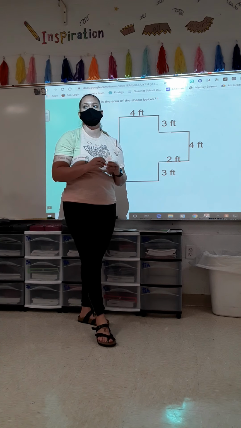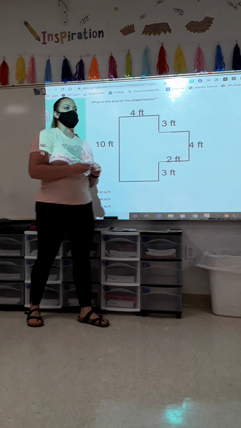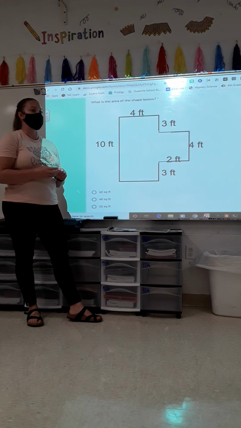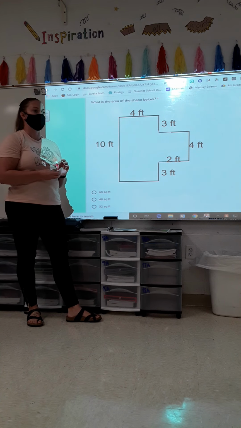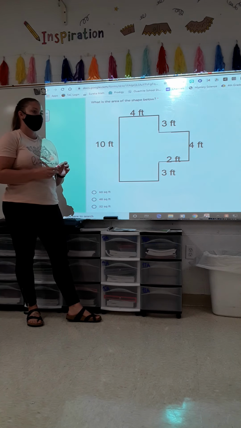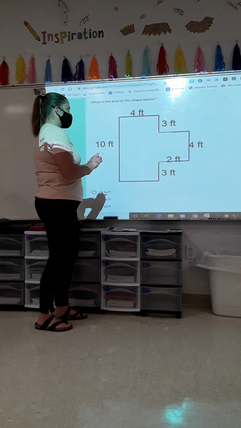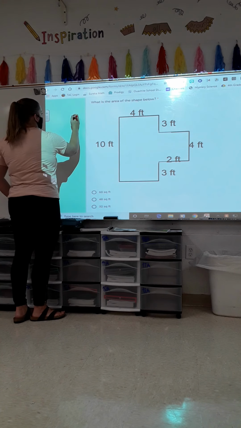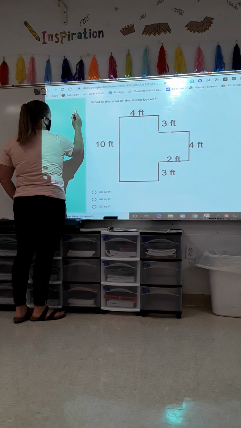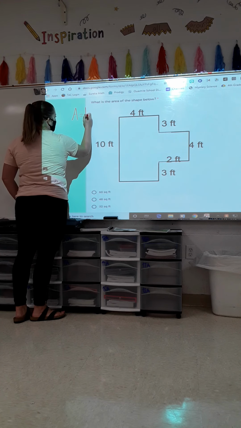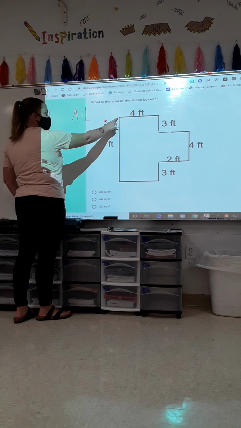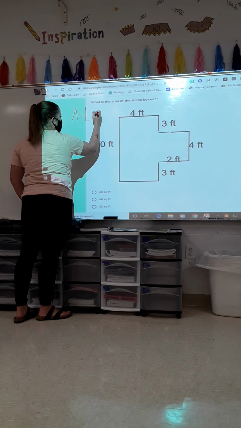Alright, listen. So let's find the area. Now, Christopher, you said you have to multiply to find the area. What do you multiply? You multiply all the numbers that you have on the inside. To find the area, you have to multiply the length times the width.